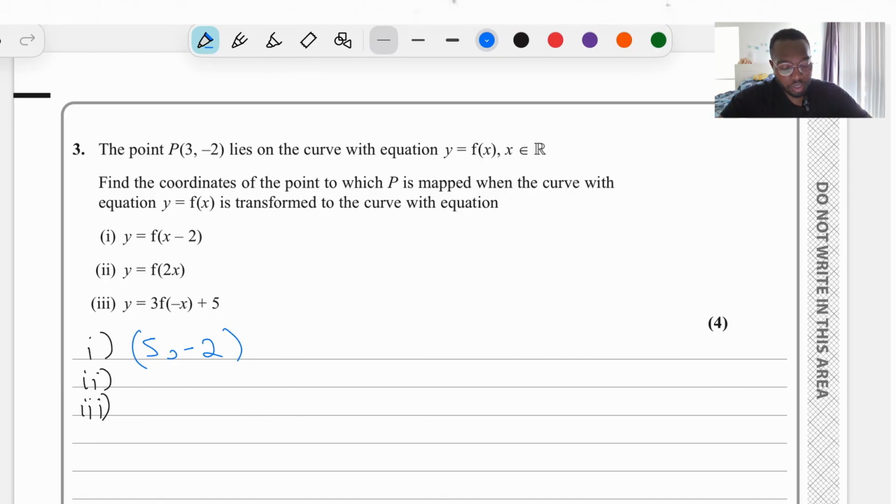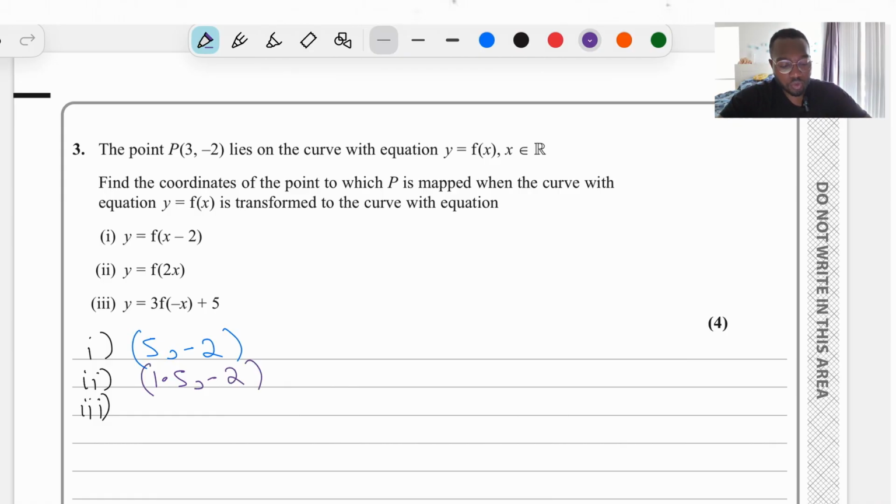Okay. For the second one, we've got f of 2x. So with that one, it's being scale factored. It's been times by a scale factor of a half. So whatever we have with the x coordinate, it's just being multiplied by a half. So in this case, it'll be 3 times a half, which is 3 over 2, or just 1.5, and the y is -2. Okay.